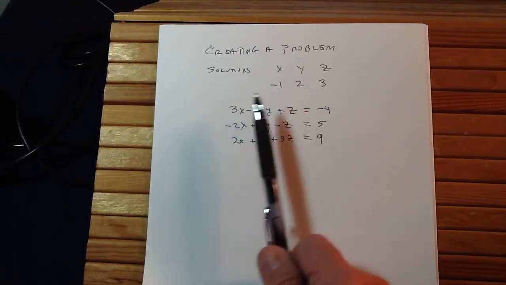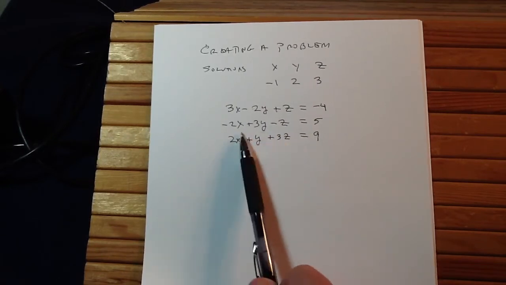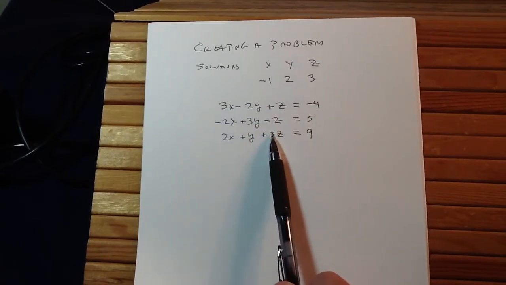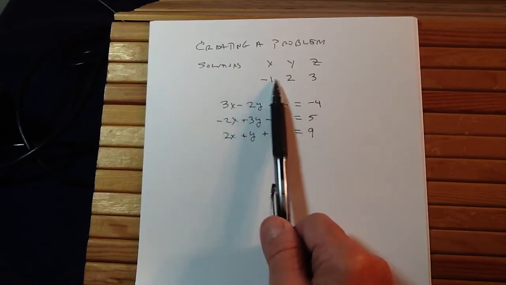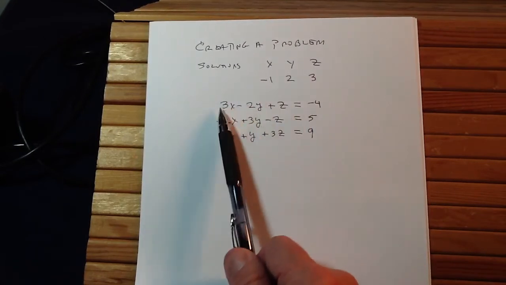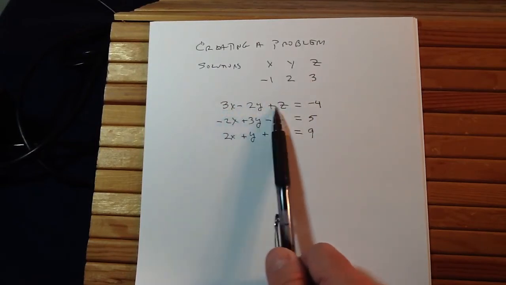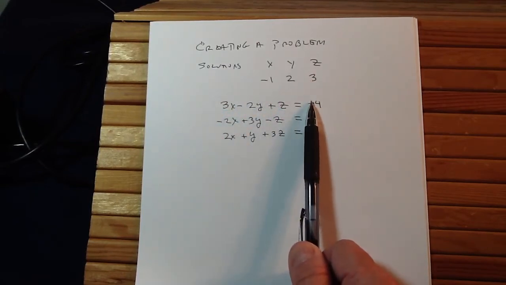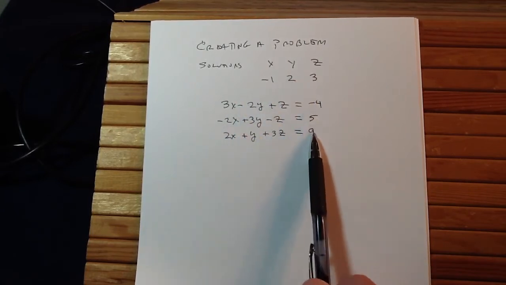Well, you just start out and write down some arbitrary things here with simple coefficients. I just made that up arbitrarily. And then the question is, what are these going to be? Well, you do what you used to do when you checked it. You plug in minus 1 for x, 2 for y, and 3 for z, and calculate that out. That'll be a minus 4 if I didn't make a mistake. And you do the same thing here and here, and you get 5 and 9.